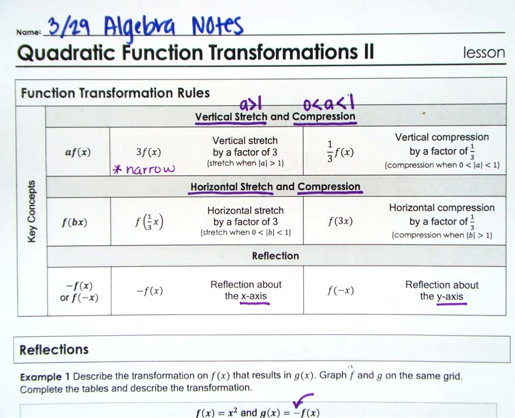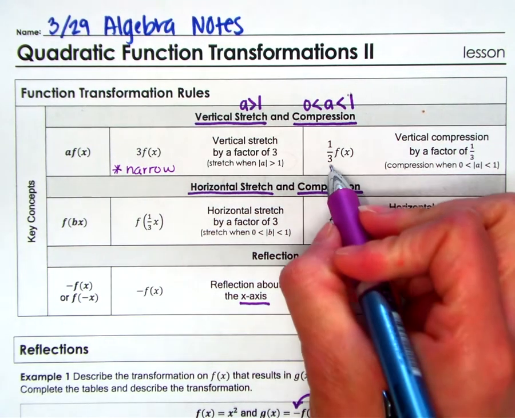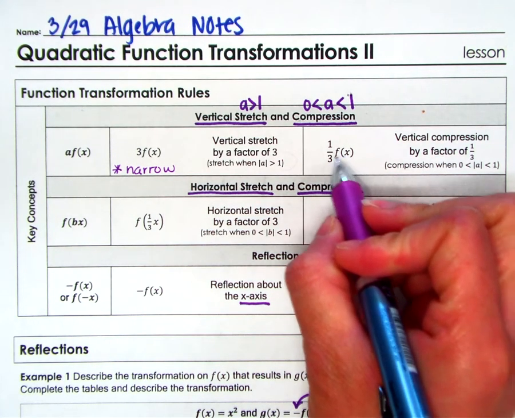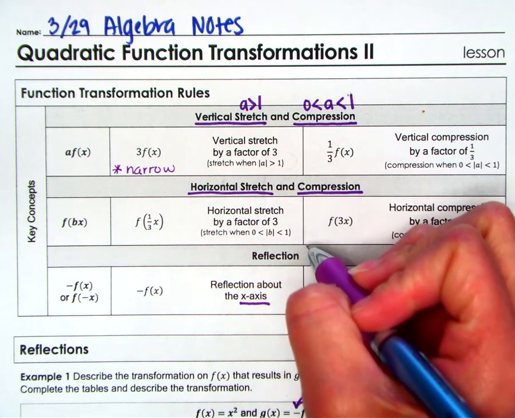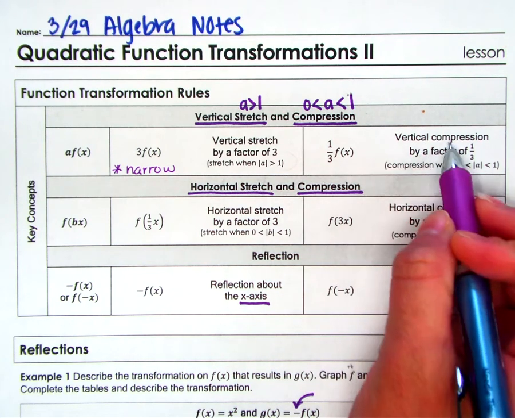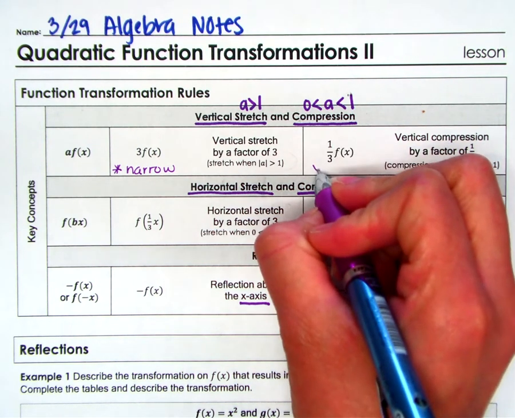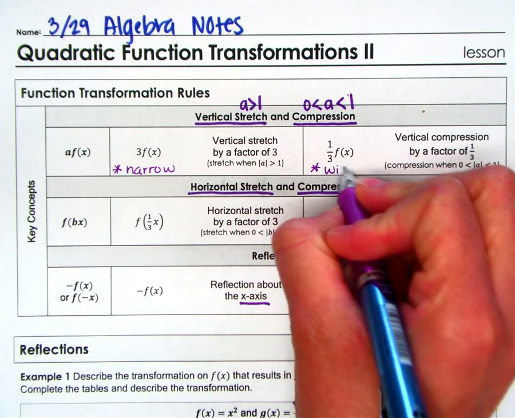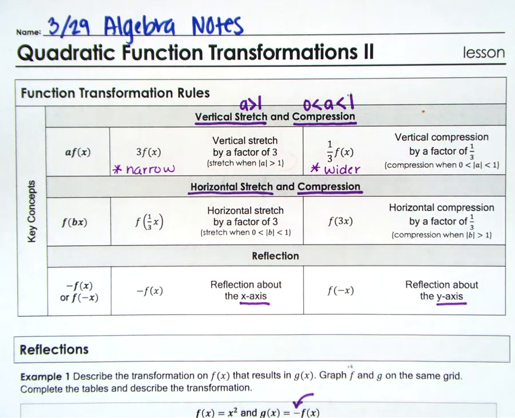When you have a value on the outside and it's 1/3 multiplied to the entire function, it's going to be a vertical compression. This will make your graph wider. It will widen the graph from your parent function.